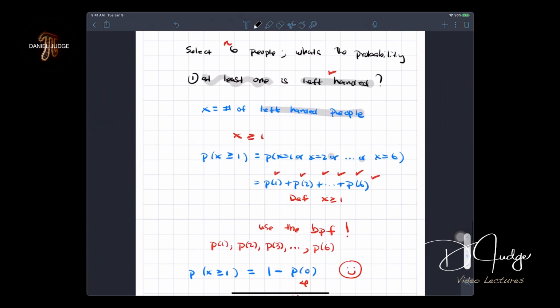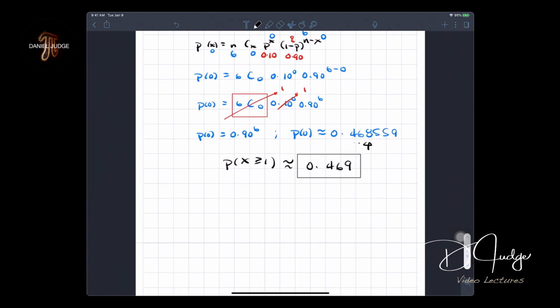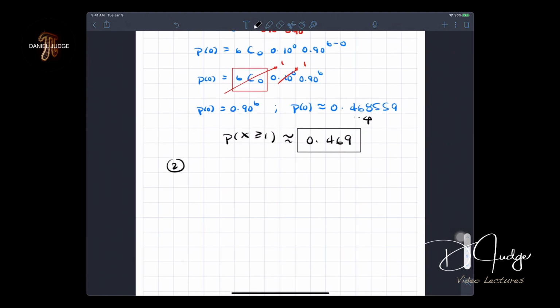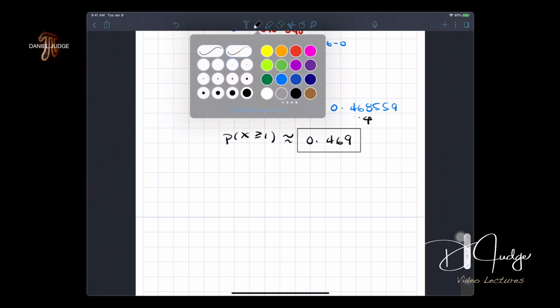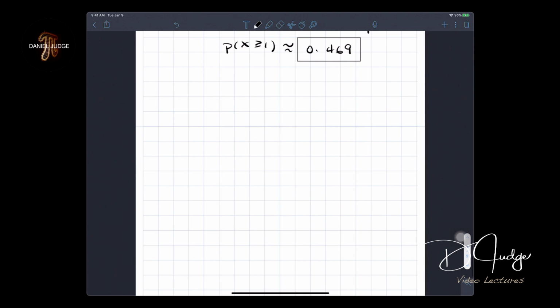But now what I'm going to do is let's do this. This is at least one being left-handed. I'm going to say here's question 2. I'm going to give you another example. Let's write it down here. What if they said no more than 2 are left-handed? No more than 2 are left-handed.